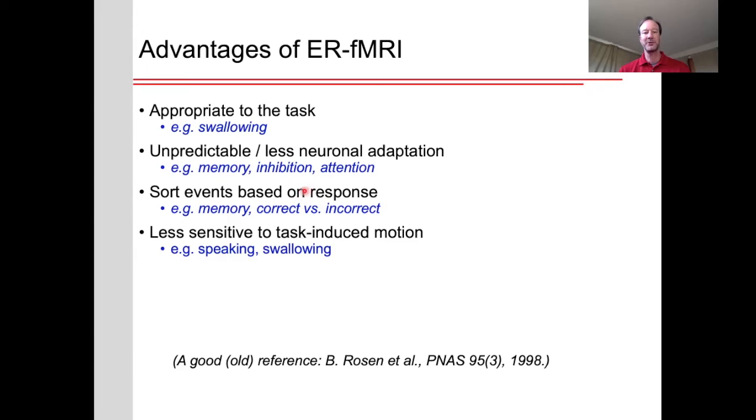Event-related designs can also be used to sort the events based on the participant's response. So for example, you can look at what's different about those stimuli that were later remembered versus those that were forgotten, or the correct versus incorrect trials. And you can see what happened to the activation during these two types of periods. In addition, these event-related designs can also be made less sensitive to task-induced motion, such as speaking and swallowing. A really good, perhaps old reference about these event-related designs is a PNAS paper from Bruce Rosen from 1998, and I'd highly recommend you look at this if you're interested in this further.